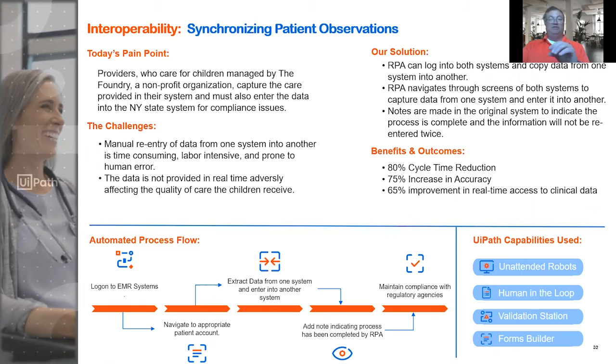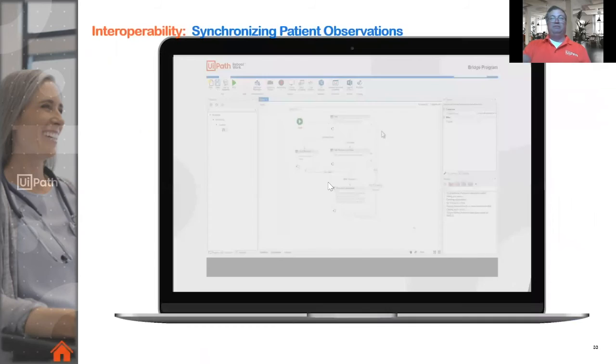There was from the benefits perspective, what we had was an 80% cycle time reduction, 75% increase in accuracy, and a 65% improvement of real-time access to clinical data, which is key. And it's all around kids. It's really around kids in need that need to go into clinics for these specific, more needy kids. But just a super, super fantastic use of the information. And I'll move over to the video so we can talk through what's happening.